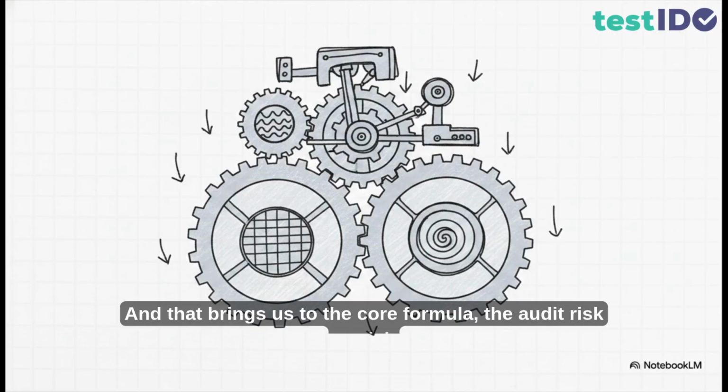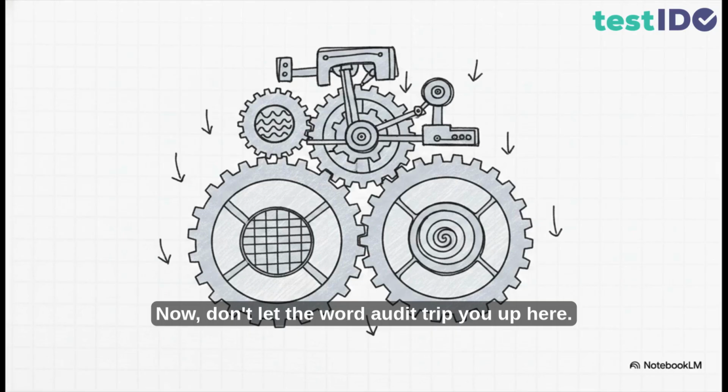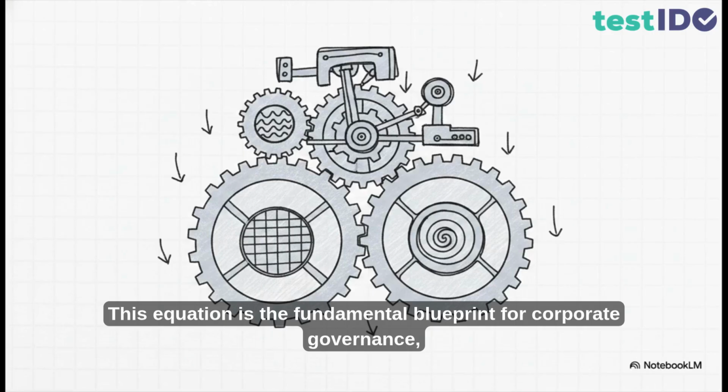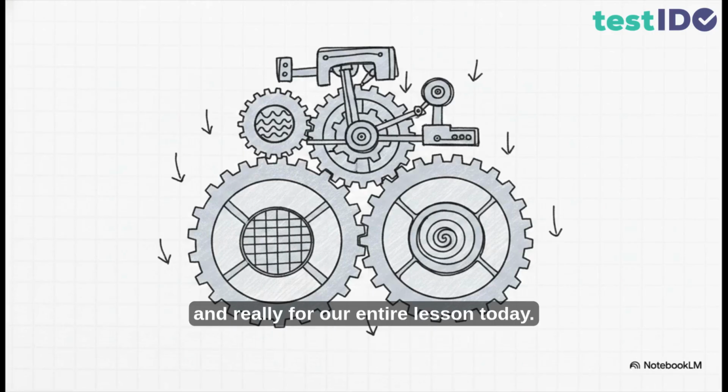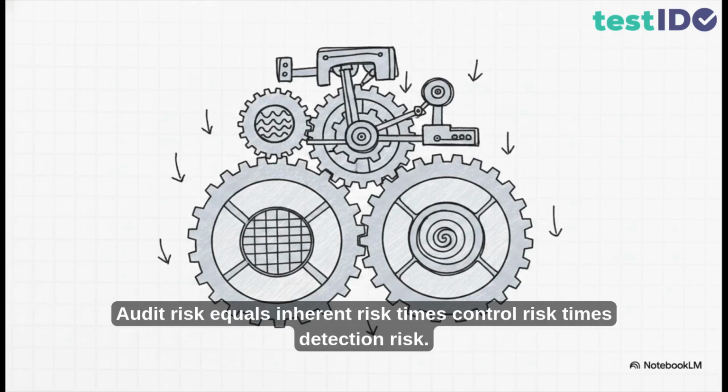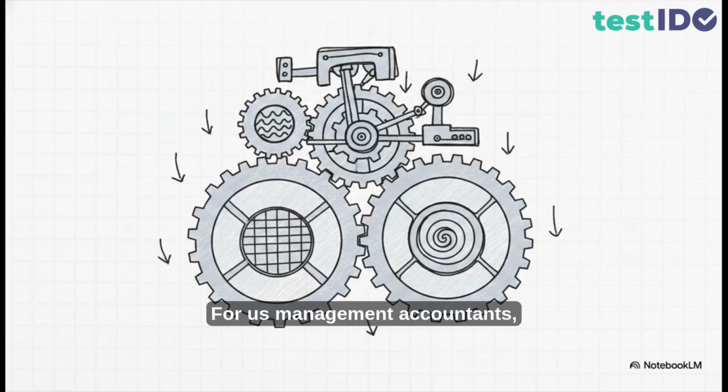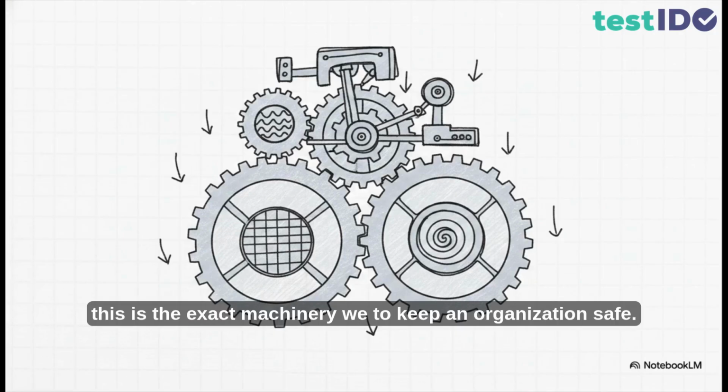And that brings us to the core formula, the audit risk model. Now, don't let the word audit trip you up here. This equation is the fundamental blueprint for corporate governance, and really for our entire lesson today. Audit risk equals inherent risk times control risk times detection risk. For us management accountants, this is the exact machinery we use to keep an organization safe.